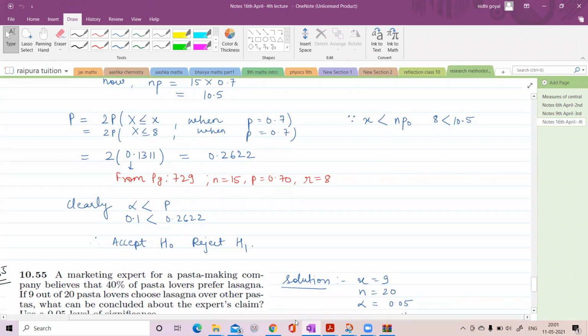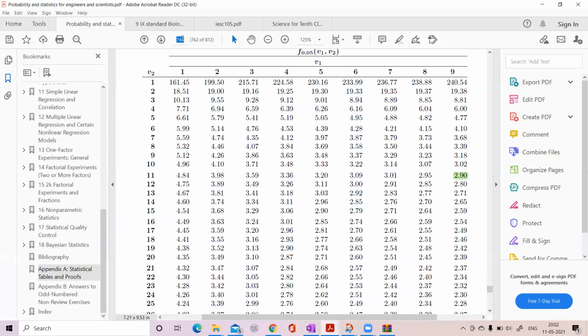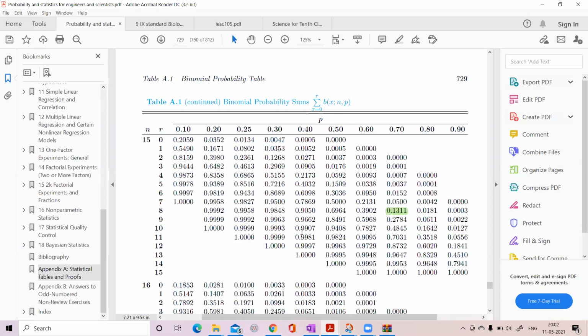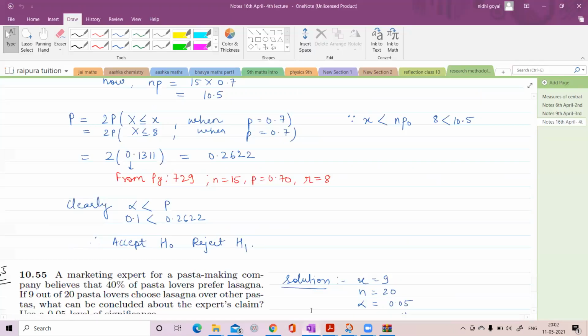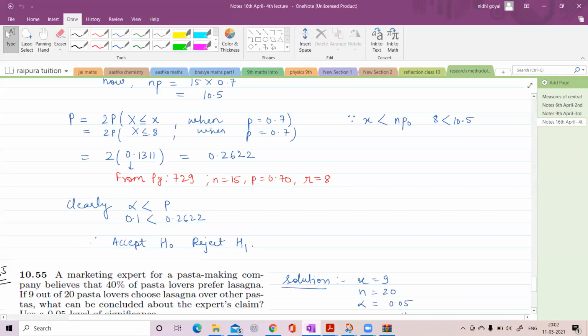So on page number 729, you can see that for N equals 15, P equals 0.70, and R equals 8, our corresponding value is, see, here R is equal to 8, N is equal to 15, and P is equal to 0.70. Our value is 0.131. So we will be using this value here. Okay, and then it is 0.2622.